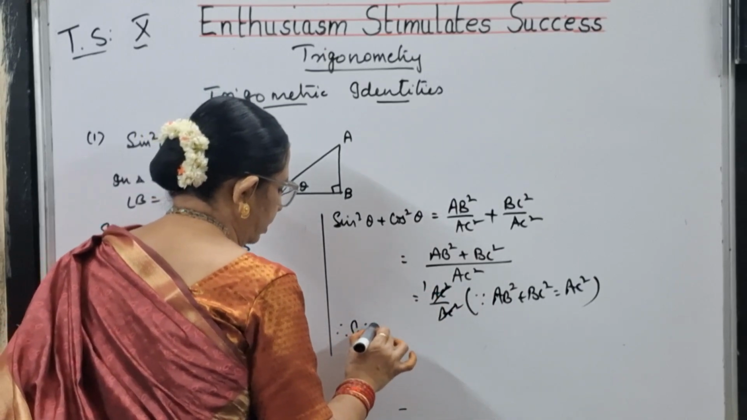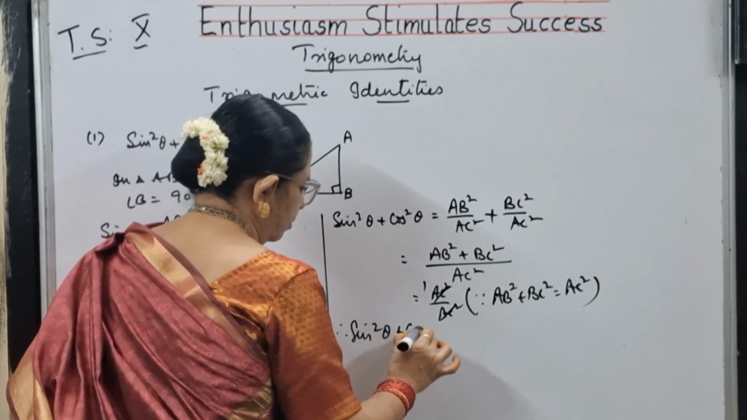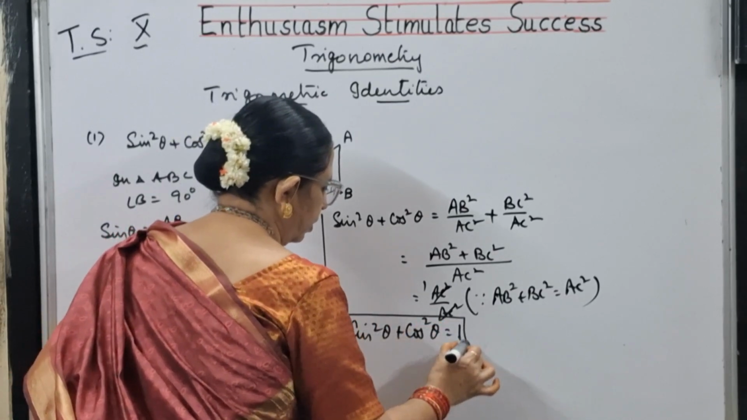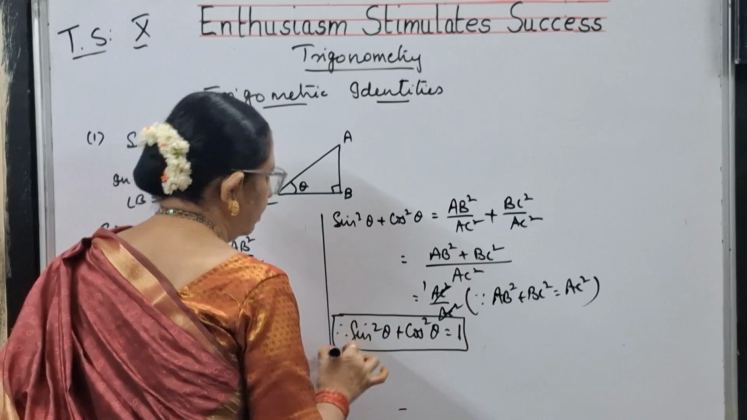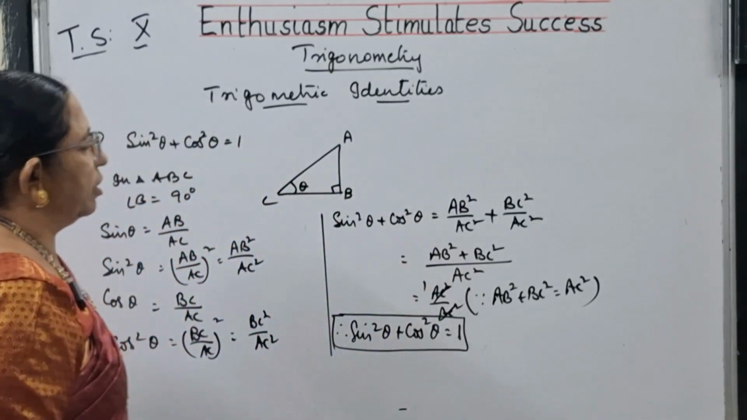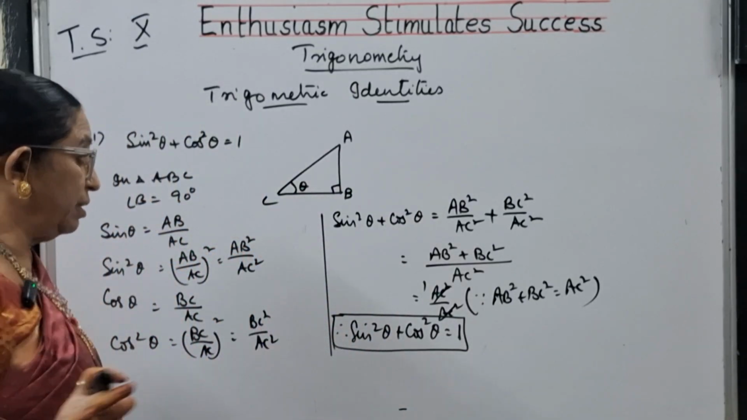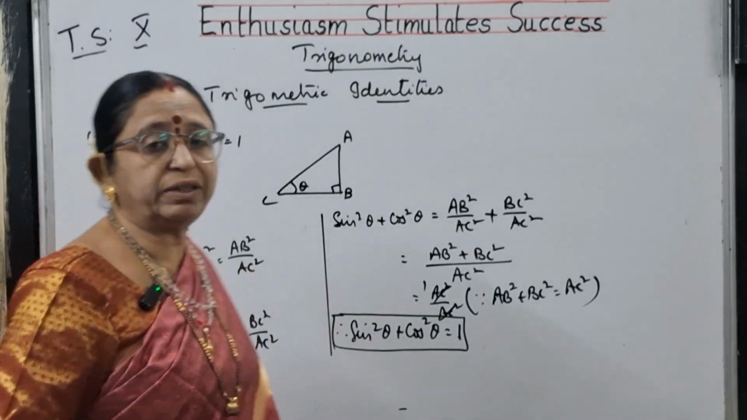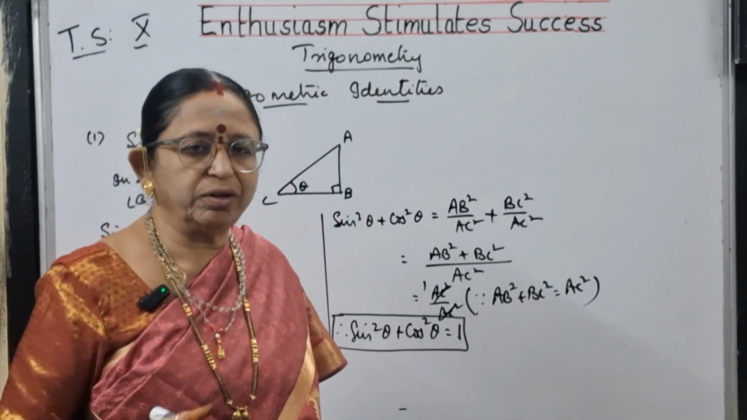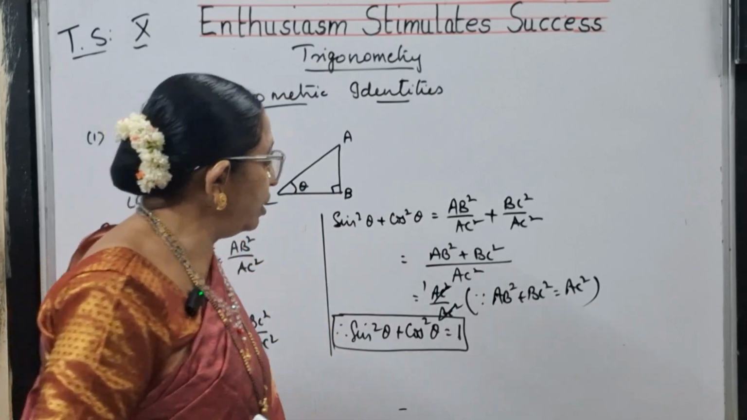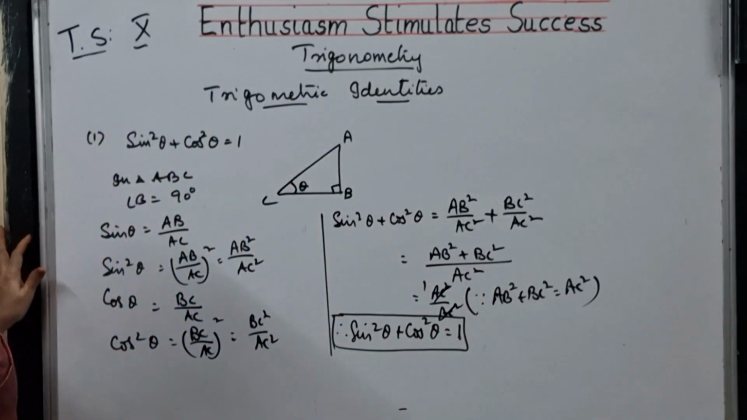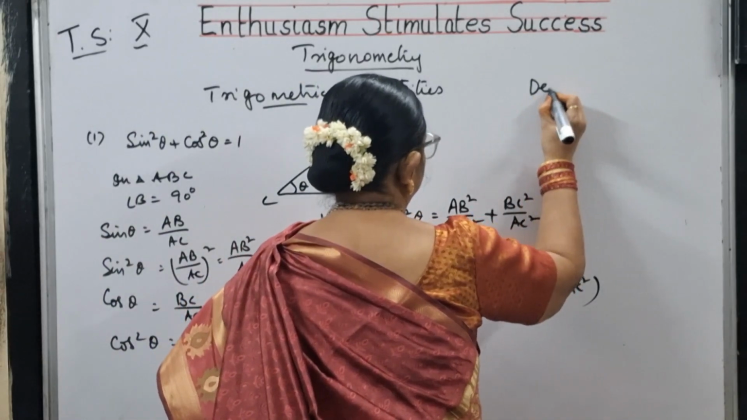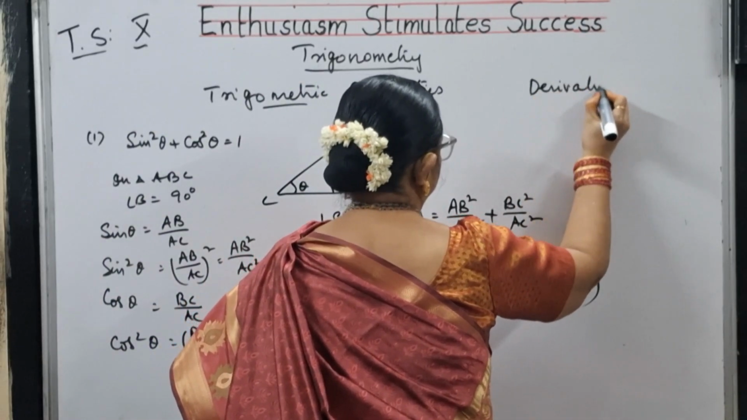So sine square theta plus cos square theta is equal to 1. This is what you have proved, children. This proof is very important because in short answers they will give you: prove that sine square theta plus cos square theta is equal to 1. A very simple derivation, children. Please note it down. Now with this, let me write the derivatives.